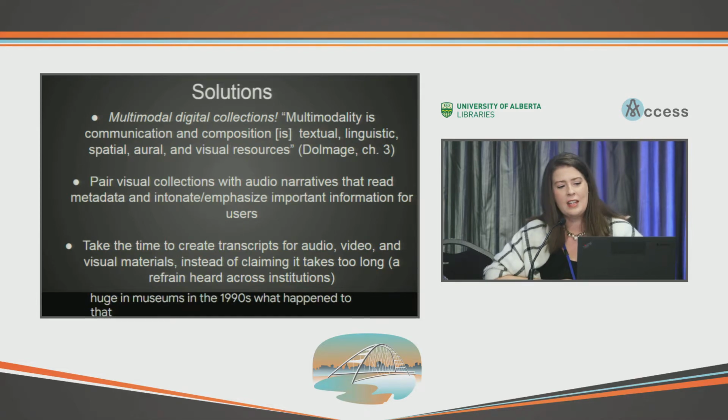What happened to that? We could take time to create transcripts for audio, video, and visual materials instead of claiming it takes too long. And we have a lot of tools, and we have a lot of process. Earlier today, I heard someone say there's a lot of talk at a committee, but not a lot of operationalizing. What I hear, a refrain across institutions, is that creating transcripts takes too much time.